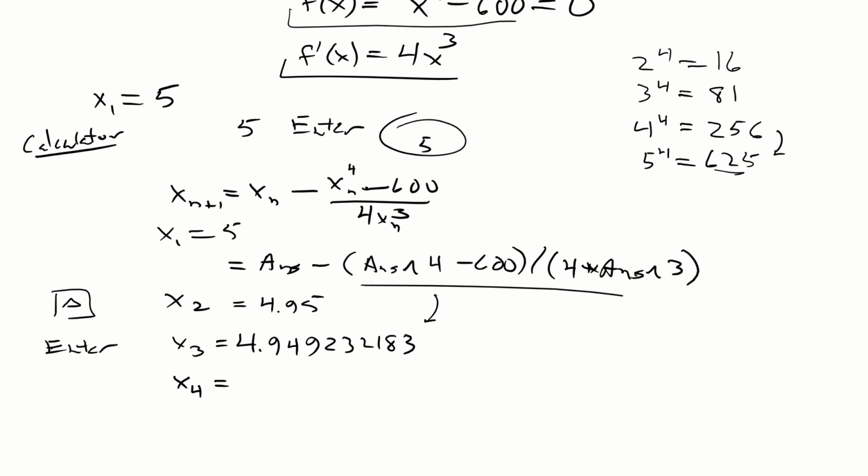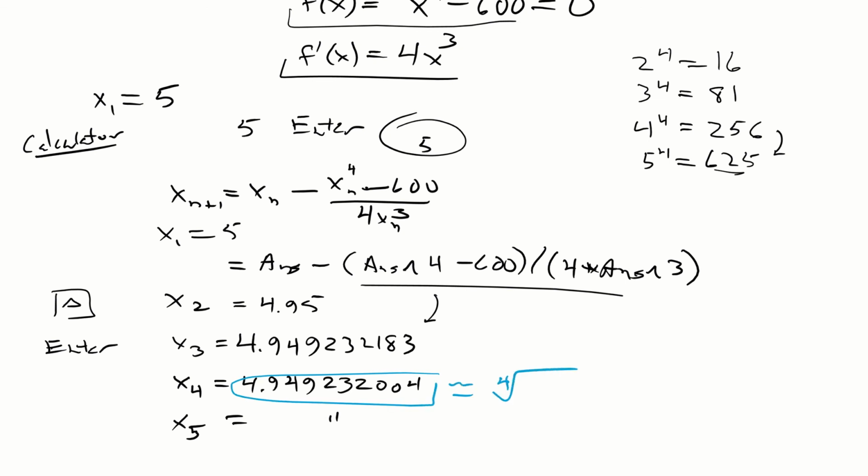Then I hit it, I do it again, and this time I got 4.949,232. Look at that, 4.949,232, and in this case it was 004, okay? Then I do it one more time, and guess what? I get the same answer again. So what that means is this is as good as we can get. So we'll say that the fourth root of 600 is approximately 4.4.